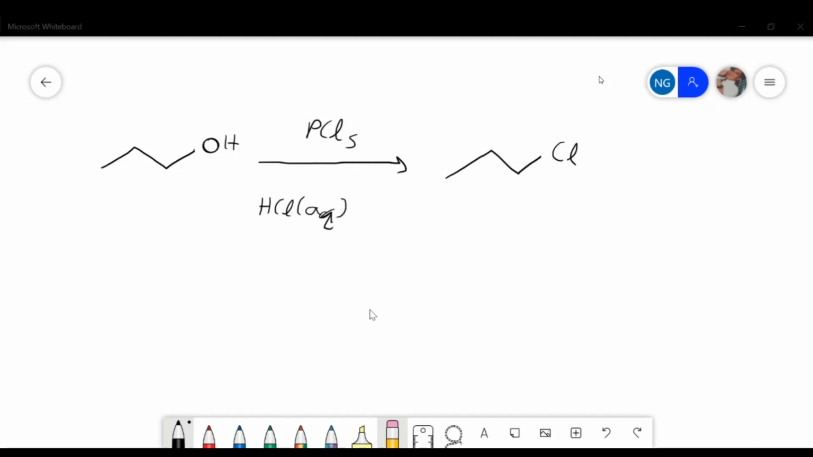Leaving group, correct. Now, since we know that the nucleophile is the same, in this case it's both Cl minus, what must be changing in order for one to act better as a reagent than the other one? What has to change? Since we know the nucleophile doesn't change, the leaving group has to change, correct?